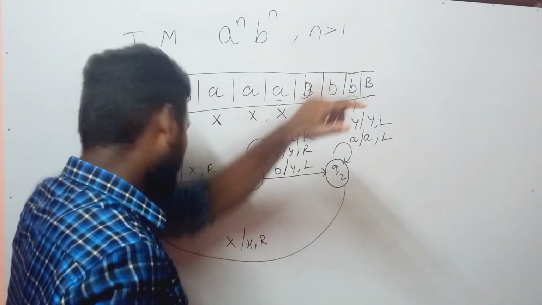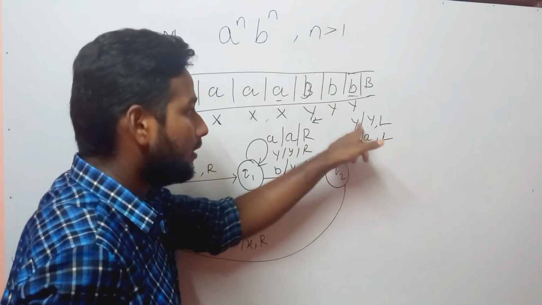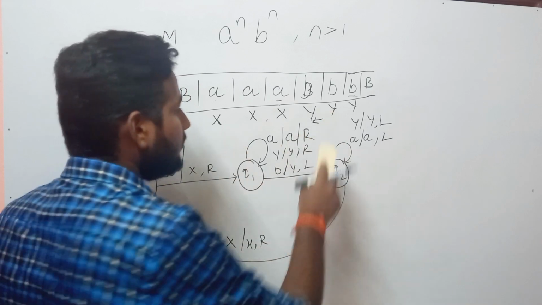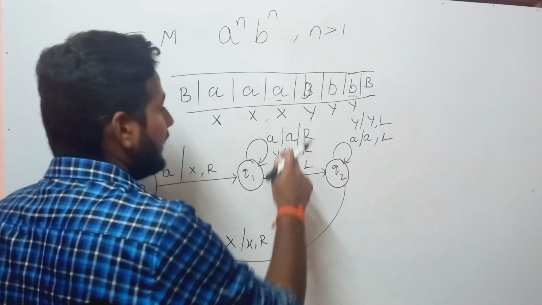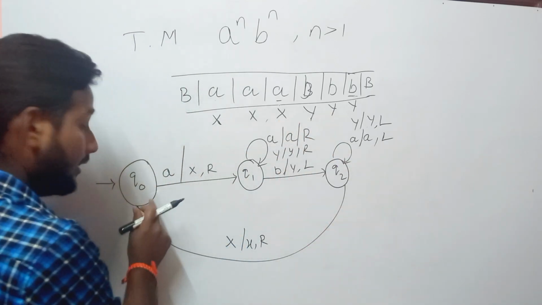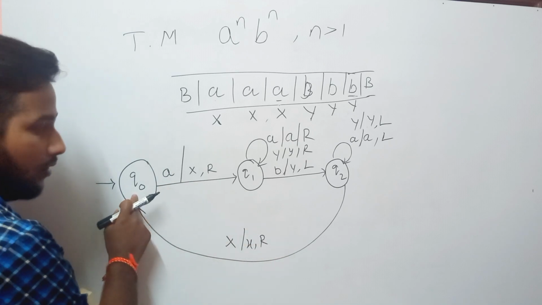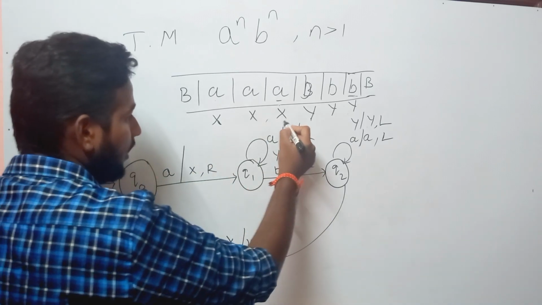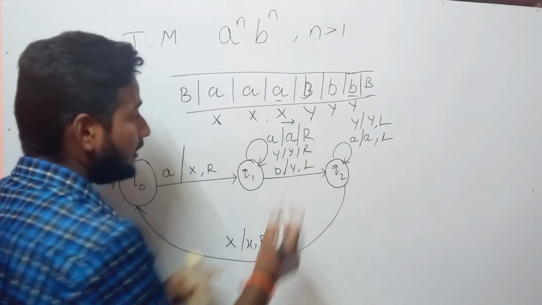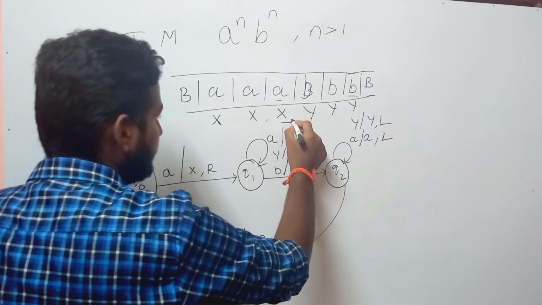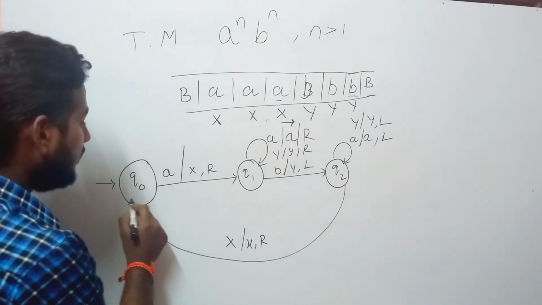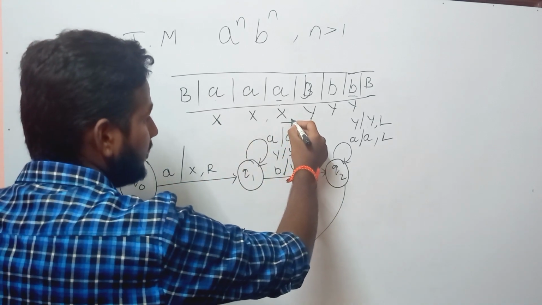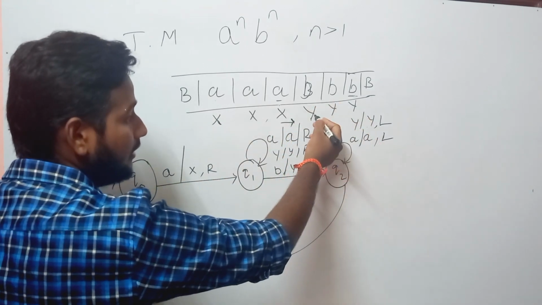Then it ignores Y as Y, and similarly this is also Y. It remains in the same state Q2 and moves left. Whenever it reaches X, the state changes to Q0 and the direction changes to right. From Q0, we get only A input from the X, and thereafter Y's.